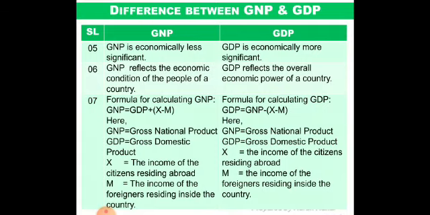Because, when we calculate the economic condition of the whole country, we always have to calculate the GDP rather than GNP. GNP reflects the economic condition of the people of a country, but GDP reflects the overall economic power of the country. As GDP always determines whether the country is developed, underdeveloped or developing. The last point for showing the difference is the formula of both of them. The formula of GNP is GNP equal to GDP plus X minus M. That is the term which will be positive after deducting the income of the citizens from the income of the foreigners; it will be calculated in the case of GNP, but in the case of GDP it will be excluded.